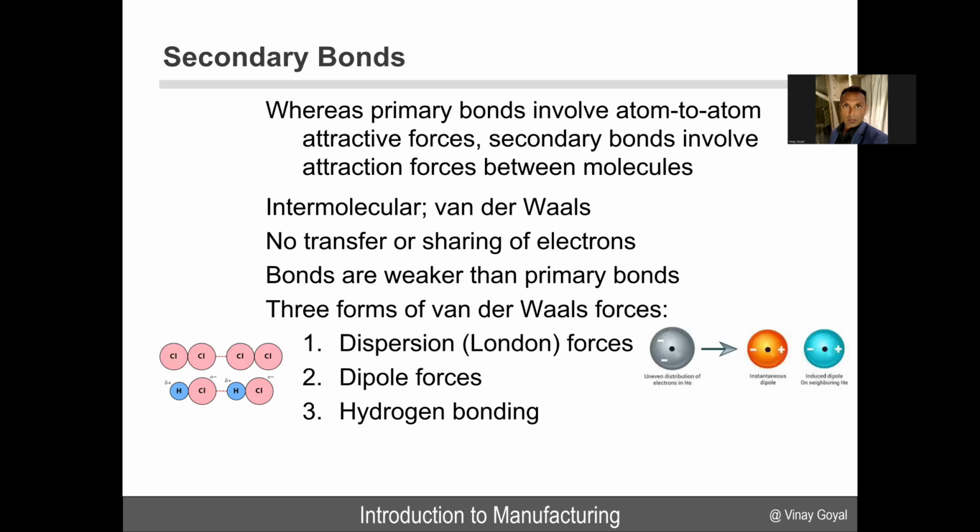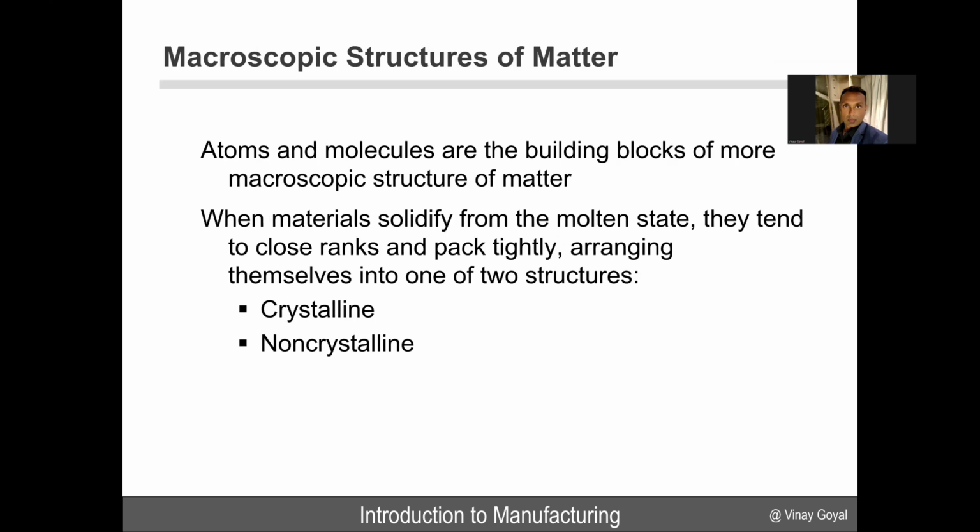And so we continue on here. The microscopic structure of matter matters. Atoms and molecules are the building blocks of the microscopic structure of matter. When the materials solidify from the molten state, which is usually how you start, they tend to close ranks and pack tightly. And they arrange themselves into one of the following structures, either crystalline or non crystalline. And we'll talk about that a little bit later. But again, the arrangement matters, and that drives whether the structure is crystalline or non crystalline. And we'll talk about that more as well.